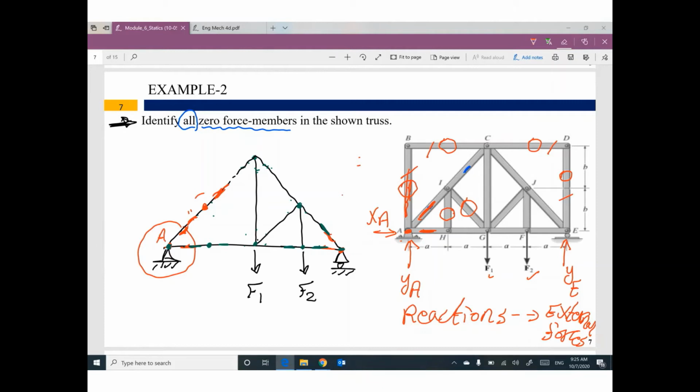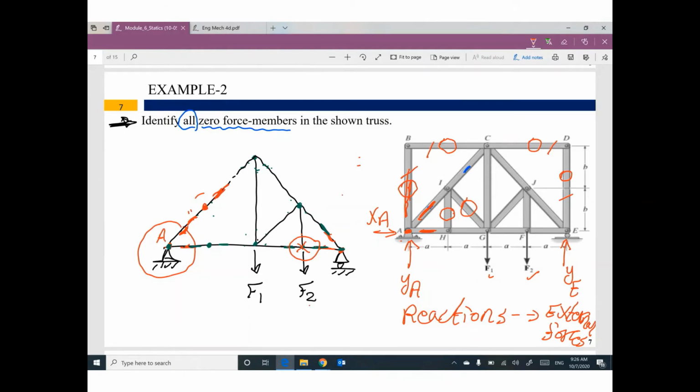Make sure we are done. No joint with 3 members, 2 of them collinear, and no external forces. If you check the remaining truss, no way. We are done. One more time, guys. This joint, how many members? 3, 2 of them are collinear. What is the problem? We have external force F2, so I cannot consider it a 0 force member. So the final decision for this example, we have 6 members that are 0.